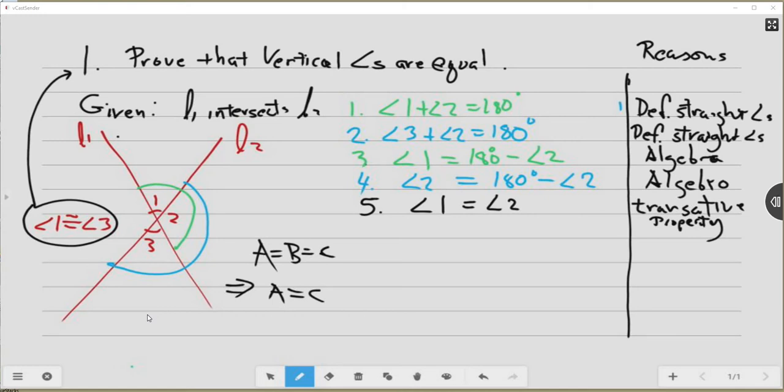For number 4, wouldn't it be... Yes, good, thank you. Because I subtracted angle 2, I got angle 2 and angle 2. Great, good observation. So if this is A, and this whole quantity is B, and this is B too, and that's C, then I can say angle 1 equals angle 3. Got it?